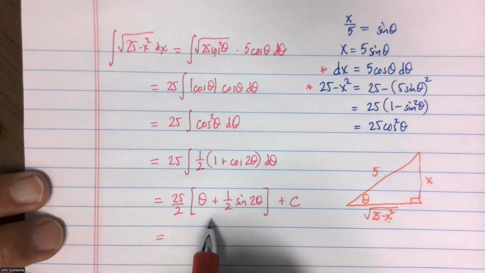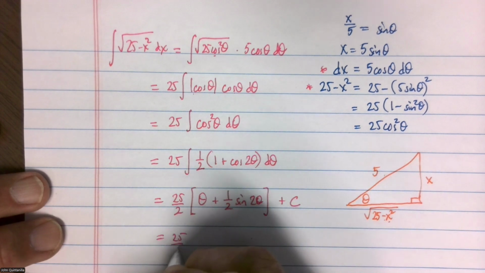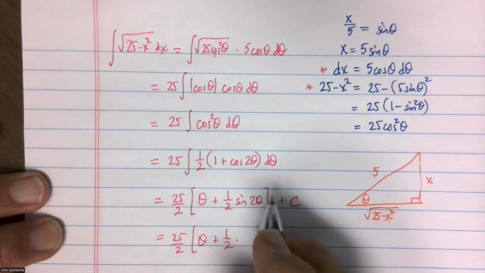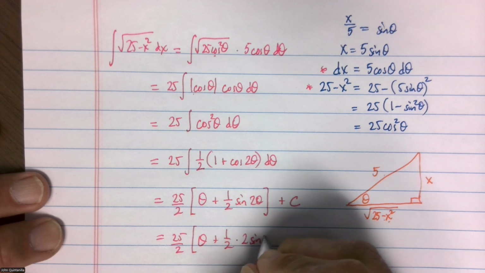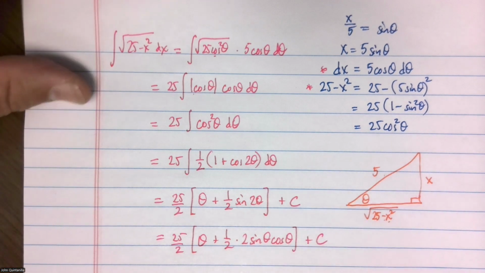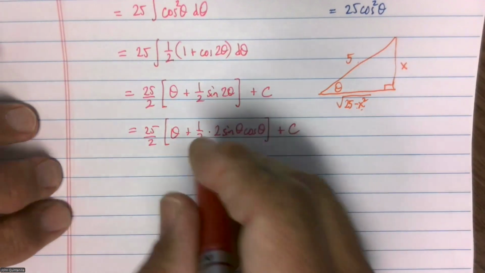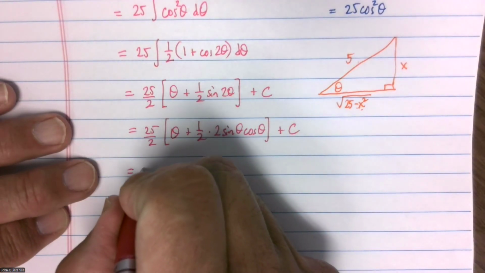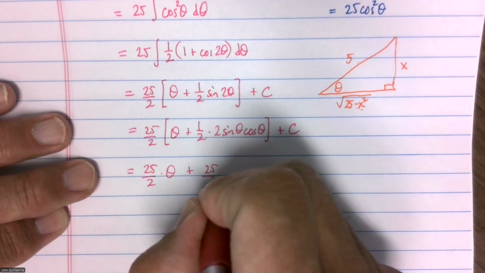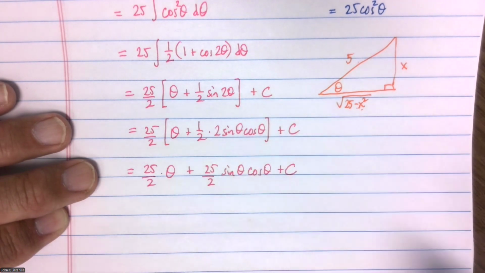Now, to be able to use the triangle here, I have to use one more trig identity. 25 over 2 times theta plus 1/2 sine of 2 theta. Now we have a trig identity also for sine of 2 theta. That's 2 times the sine of theta times the cosine of theta, plus c. So this works out to be 25 over 2 times theta plus 25 over 2 times the sine of theta times the cosine of theta, plus c.